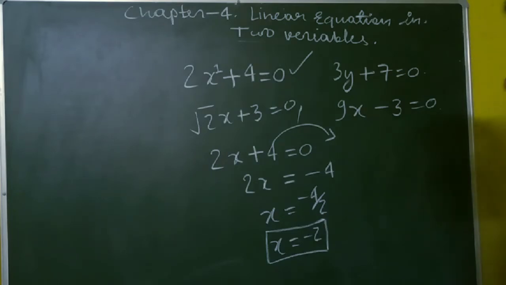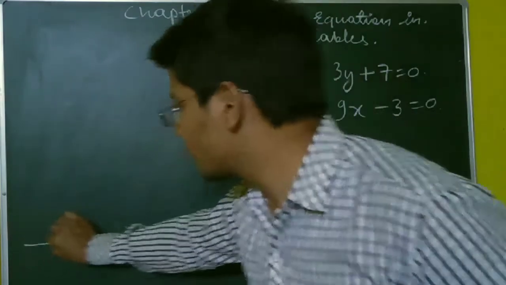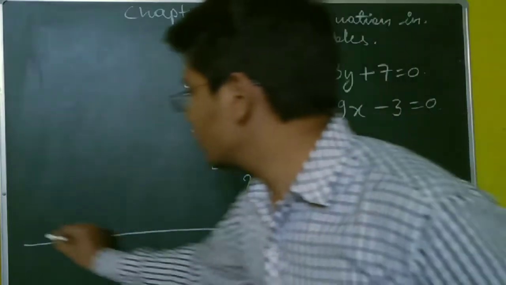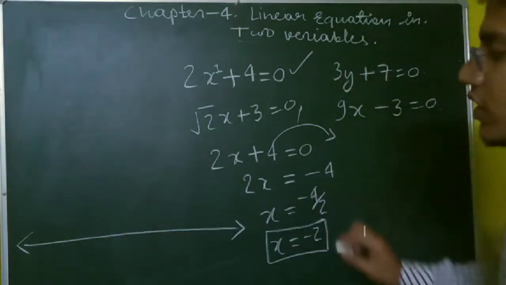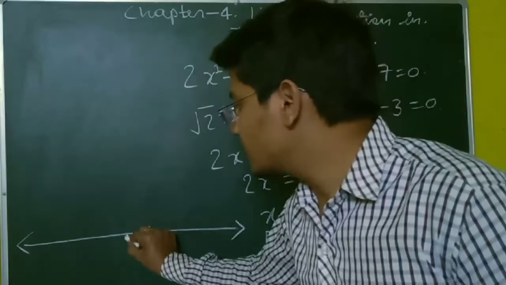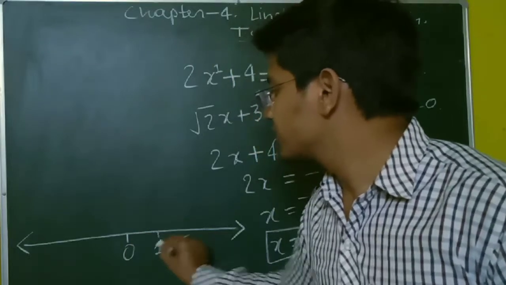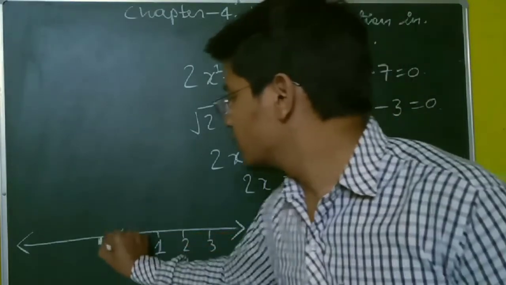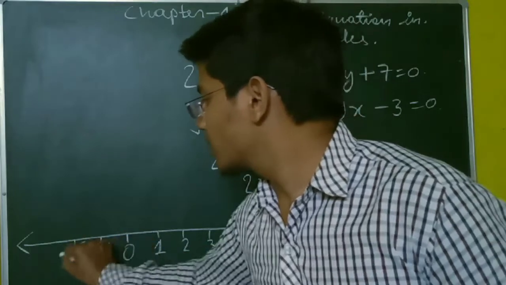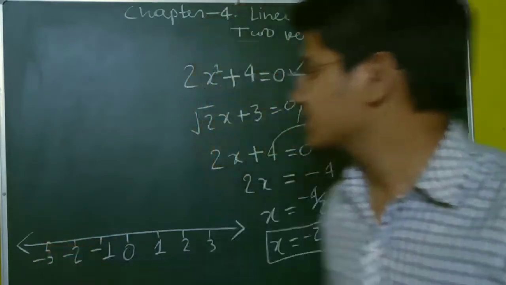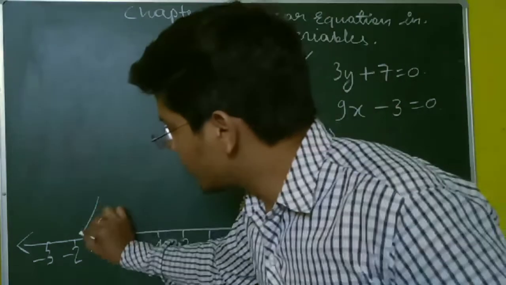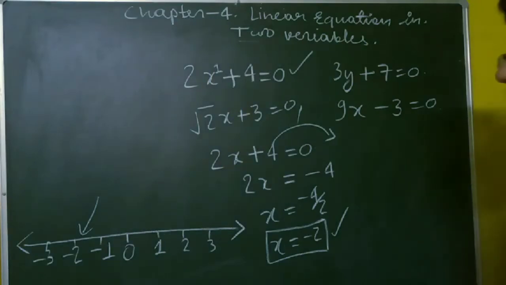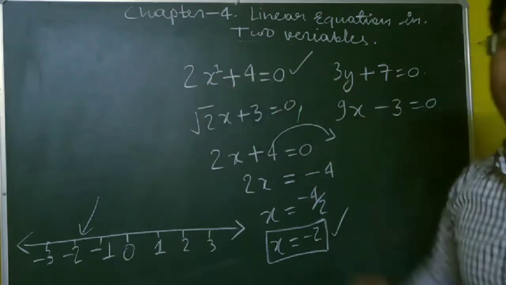Now we can easily represent it on a number line. We will draw one number line like this. For variable x, we are drawing a horizontal number line. So here we will take 0 and then 1, then 2, 3, minus 1, minus 2, minus 3, like this. Now we need to represent x equals minus 2. So x equals minus 2 will be represented like this. So this is the representation of a linear equation in one variable.